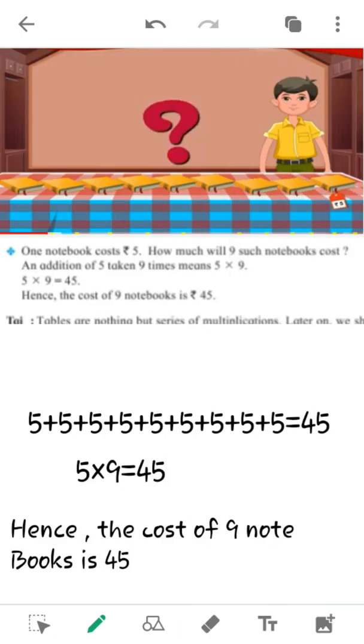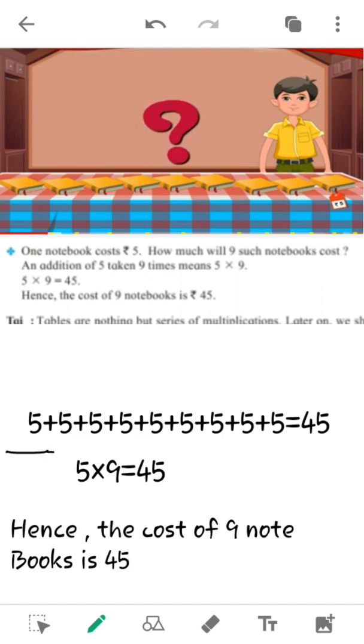Suppose one notebook cost 5 rupees. How much will 9 such notebook cost? So we find 9 notebook cost. How many notebooks are there? 9 notebook. So each have 5 rupees cost.